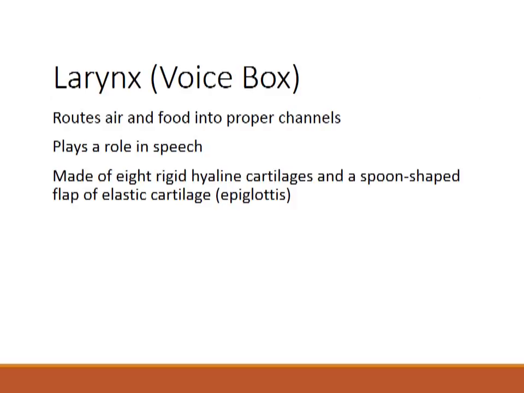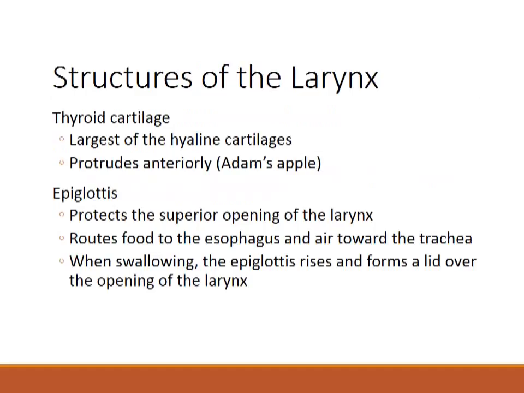The larynx, because it's the voice box, also plays a role in speech. And it's made up of 8 rigid hyaline cartilages that are sort of spoon shaped. And there's a flap of elastic cartilage connected to the larynx, which is what we call the epiglottis. So the thyroid cartilage and the epiglottis are the two main structures of the larynx.